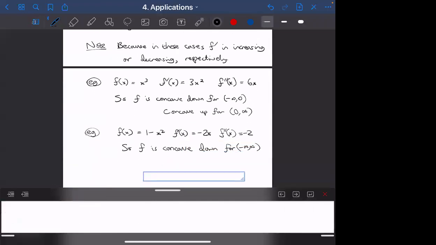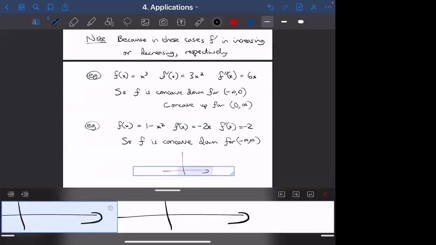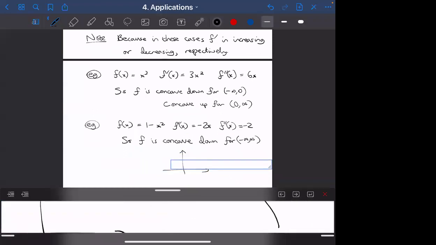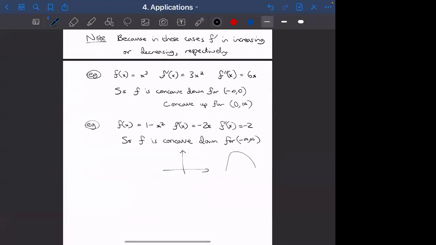And if we draw the graph, then as usual, the curve of the graph is pointing down, so concave down.